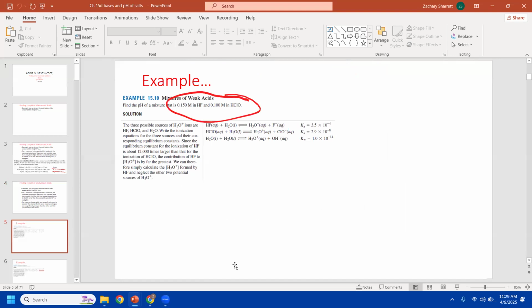Okay, so what we see here is we have 0.150 molar HF and 0.100 molar HClO, so hydrofluoric acid and hypochlorous acid, and it's showing three different acid reactions. Tell me one of these that can be ignored, please, Dustin. HF has a Ka of 10 to the negative 4. HClO has a Ka of 10 to the negative 8. And water has a Kw of 10 to the negative 14. Which one can we definitely ignore? We're going to ignore water. Now between hydrofluoric acid and the other acid.